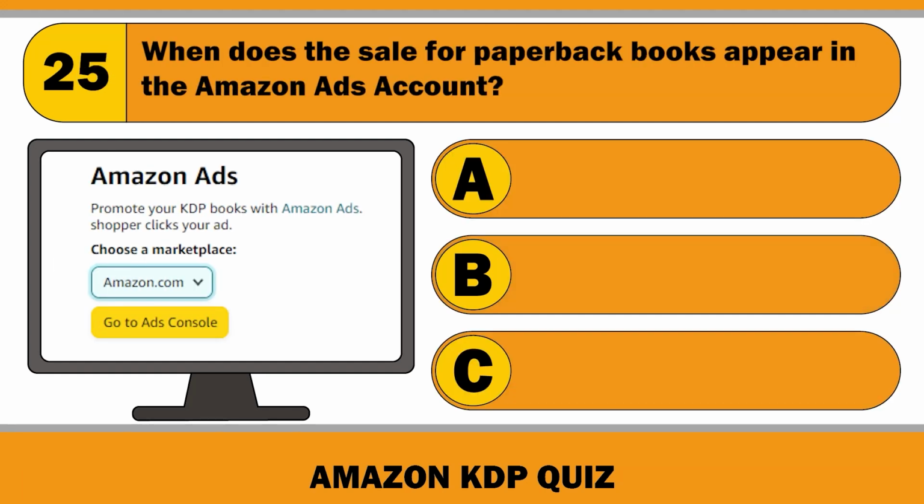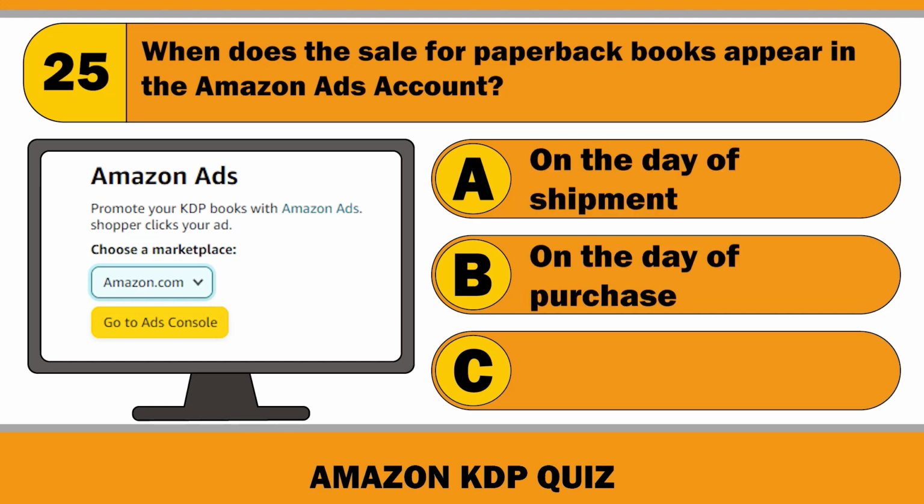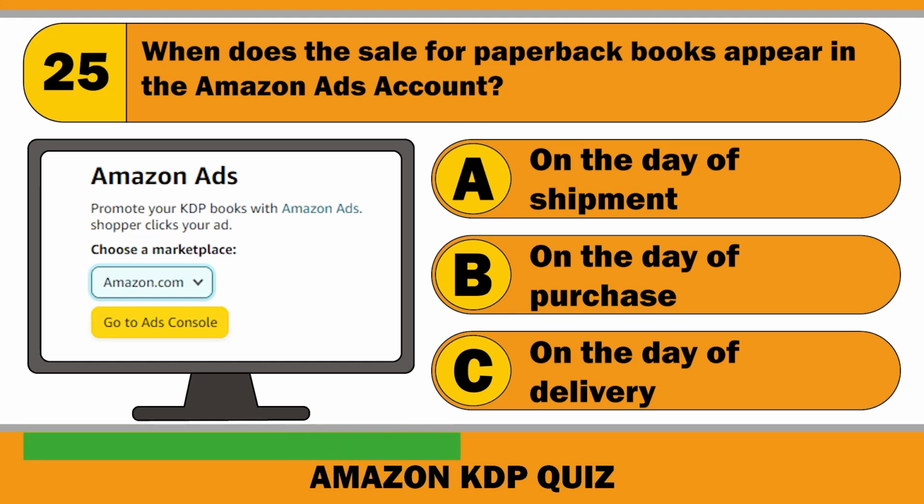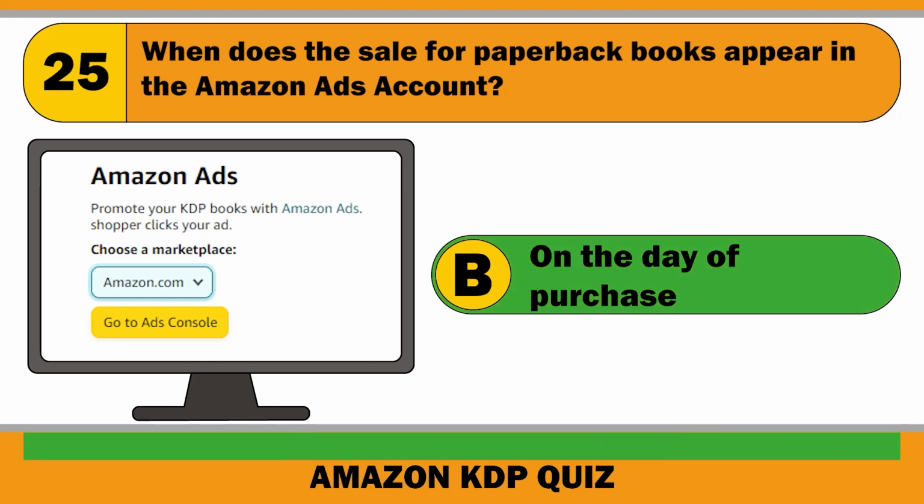When does the sale for paperback books appear in the Amazon Ads account? Does it appear on the day of shipment, on the day of purchase, or on the day of delivery? The sale for paperback books appears in the Amazon Ads account on the day of purchase. That's why it's normal to see a difference between the information displayed on your reports in your KDP and Amazon Ads accounts.